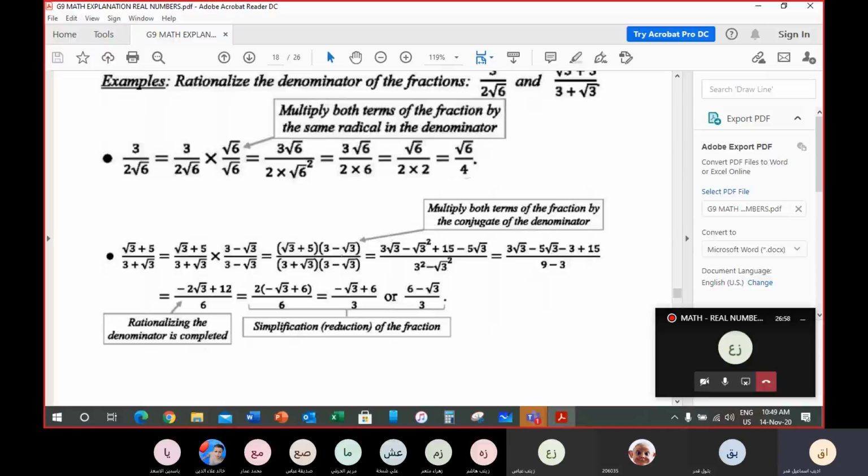The numerator we can keep as it is if the question is to rationalize the denominator only, but if the question is rationalize and simplify, then we expand the numerator and we expand the denominator. As you can see here, in the denominator we get 3 plus radical 3 times 3 minus radical 3. We apply here the remarkable identity, the difference of two squares.